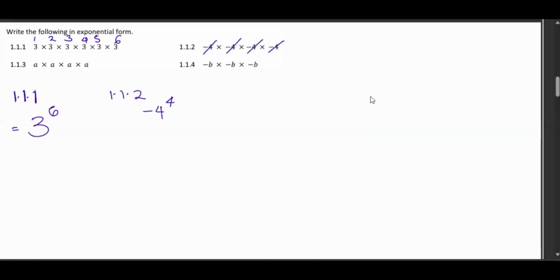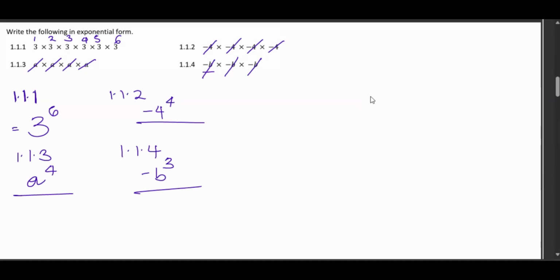The reason why I'm stopping there is because they say in exponential form. So this is what they need you to do. 1.1.3, we have A throughout. How many times does it appear? We have 1, 2, 3, 4. So A is to the power 4. That's what they want us to have. Let's look at 1.1.4. We have negative b throughout. So it's negative b to the power 3. All right. What I forgot to tell you, but you will learn, this is revision.